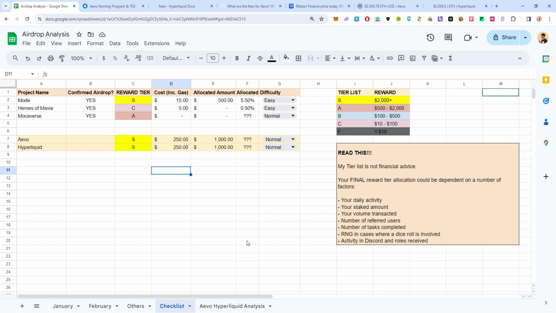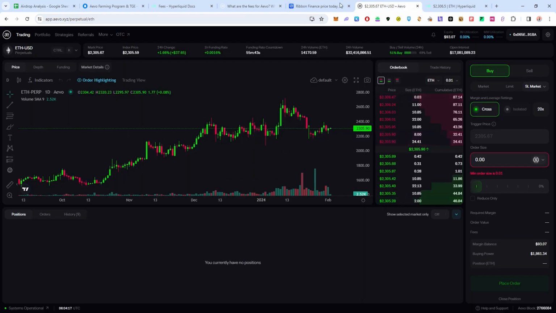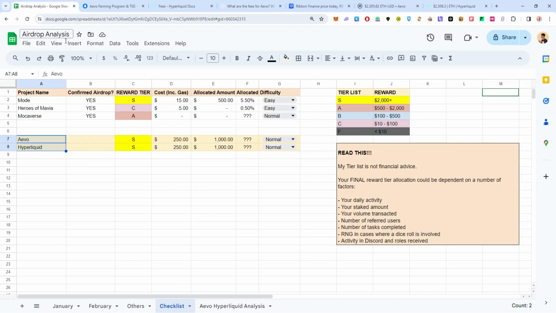So this strategy involves using Aevo and Hyperliquid, which are two trading platforms as you can see here. So this is Aevo and this is Hyperliquid. And there is cost involved in this strategy. I want to be very transparent. I think it's very important to talk about the cost involved in this strategy, as well as the amount of funds you need to allocate to execute this strategy to make more than $2,000 reward.